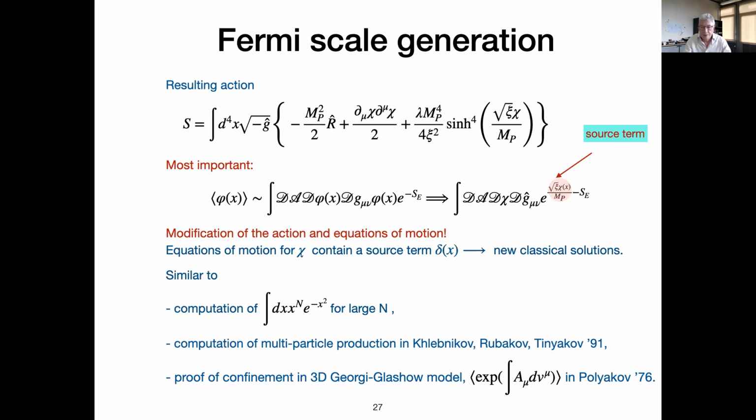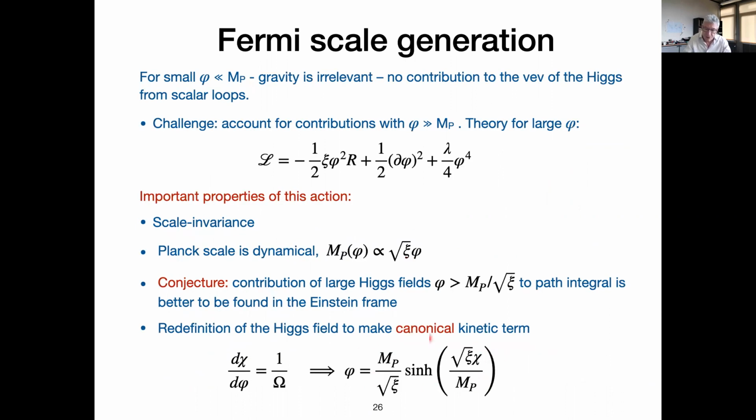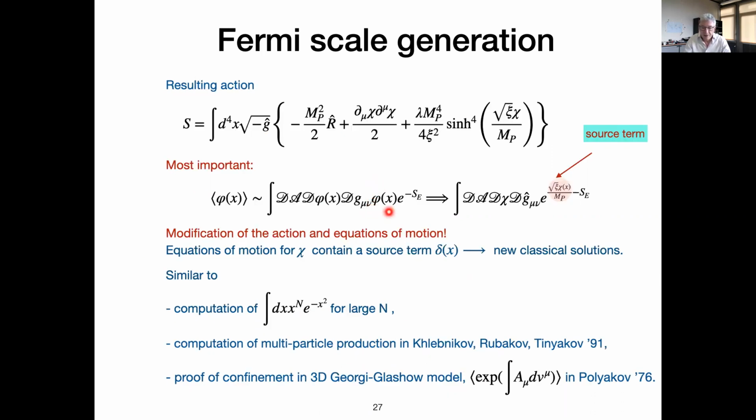What is most important for me is that the field transformation defined here is extremely nonlinear. Phi contains an exponent of the new field chi. So when we make this transformation, the phi field, the average of which we want to compute, is transformed into an exponential function of the new field chi. This means that when we formulate the saddle point principle for computing this path integral, we will have to search for the minimum of the complete action and not only the original action. The equations of motion contain new terms, and this allows for new classical solutions.